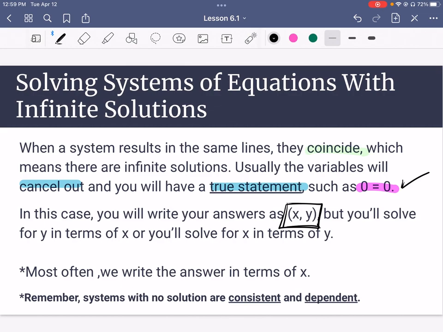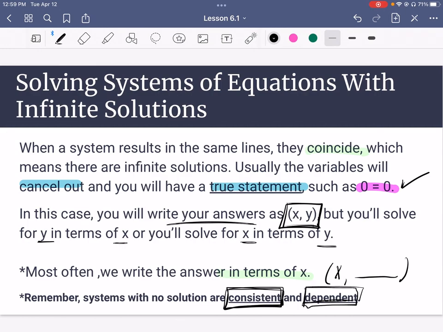The one step that we're going to do in this class to take it a little bit further than you've done in previous classes is, instead of just stopping after we get to the point that we say, okay, there's infinite solutions, we're actually going to write our answers as a coordinate point, but either we're going to solve for y in terms of x, or we're going to solve for x in terms of y. Most often, I will tell you guys, we solve and write the answer in terms of x. So meaning we will write it as a coordinate point of x comma whatever y equals in terms of x.